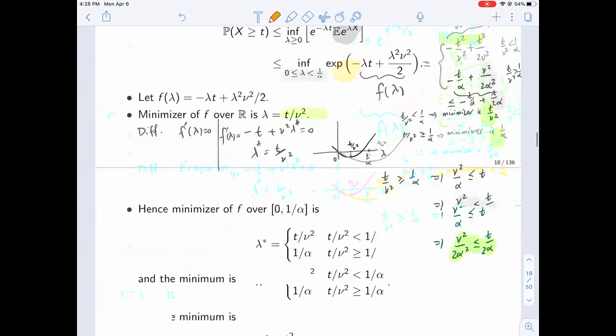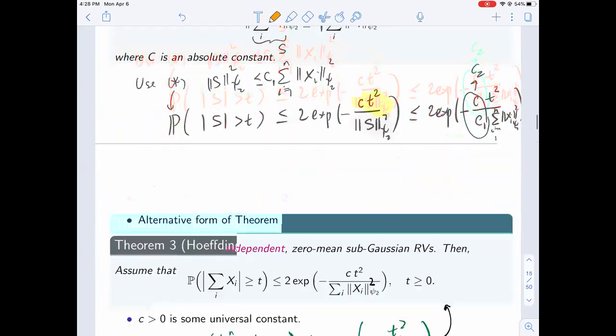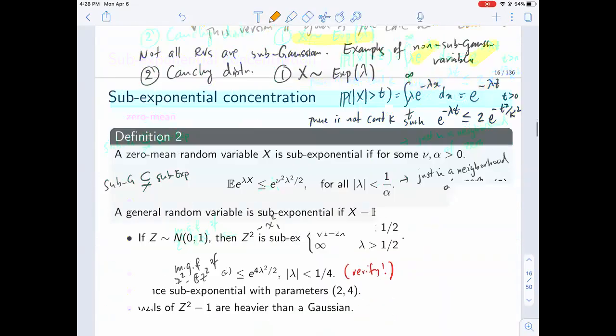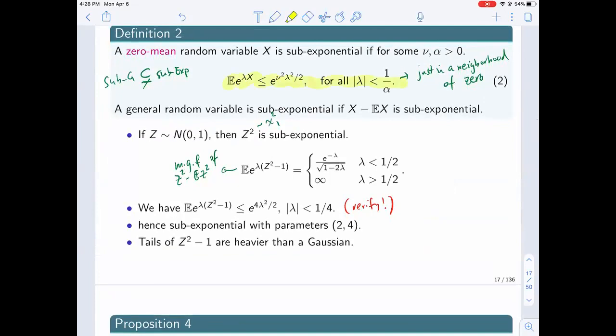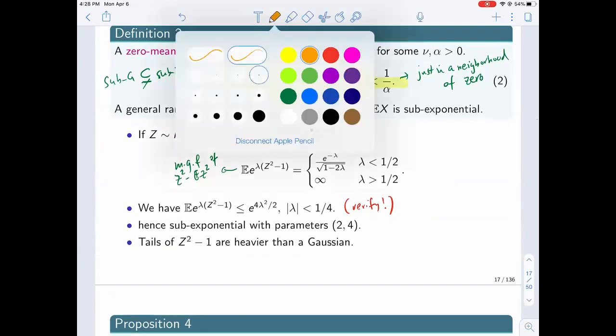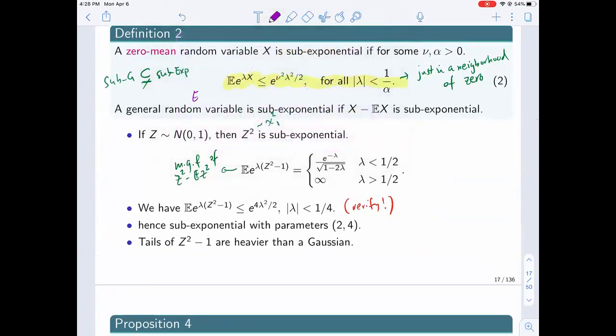Let's say going back to this definition. So that's the definition. Can anyone tell me why I can use a single constant here? Why would this be equivalent to saying that the expectation of e to the lambda x is less than or equal to e to the, let's say, k4 squared lambda squared over 2 for all lambda less than or equal to 1 over k4? Why can I do that?